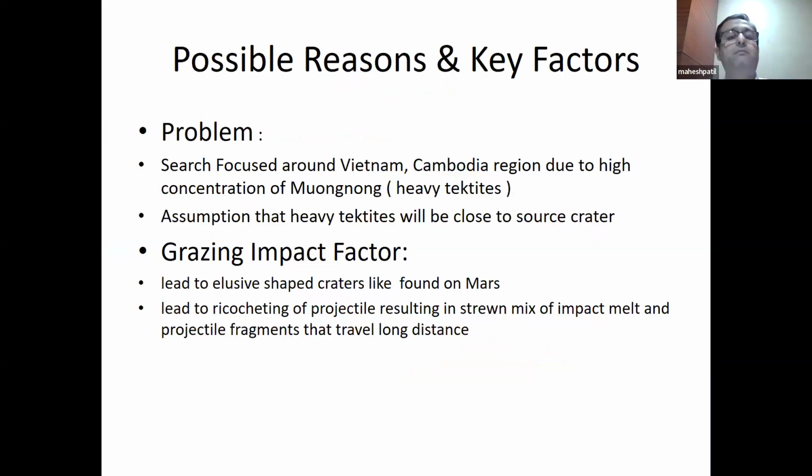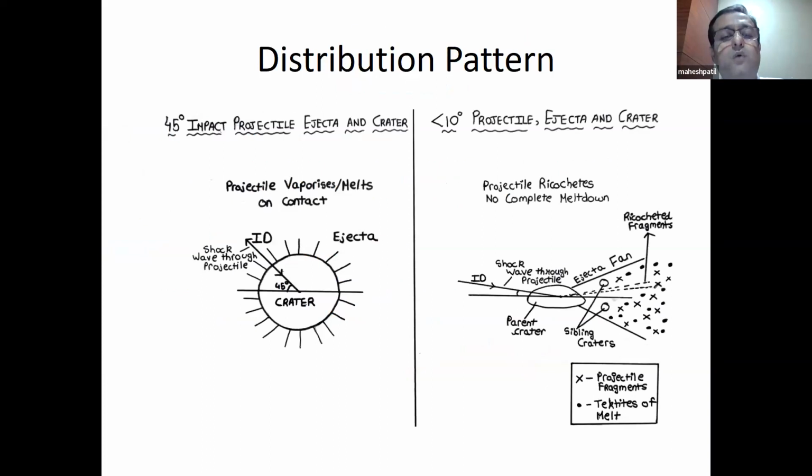So what is the problem? Mainly the search is focused on Vietnam and Cambodia. But we know it's a tektite field, and it is not a circular field. I'll just go to the next slide. So this is what happens. Take this, and then we will go back to the earlier slide.